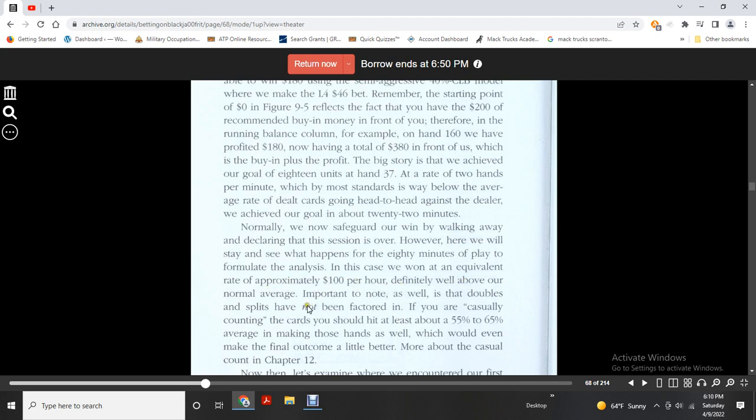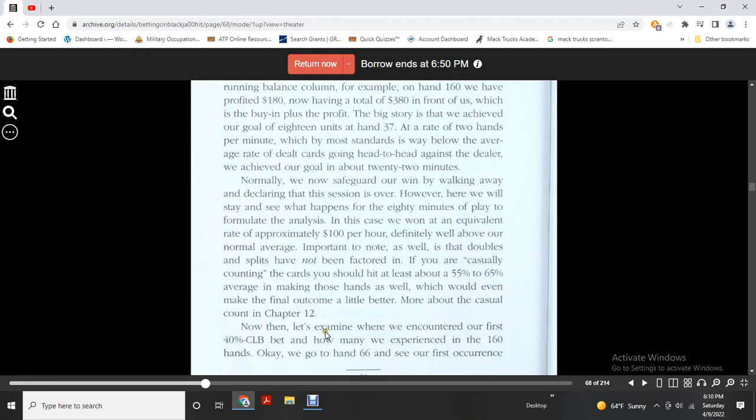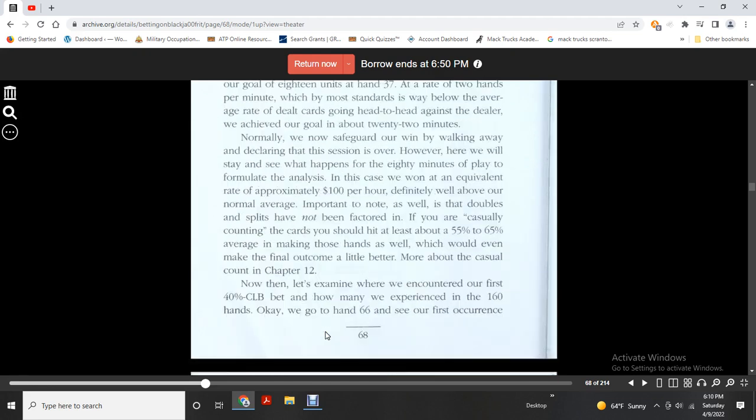Definitely above our normal average. An important note as well is that doubles and splits have not been factored in. If you're casually counting cards, you should hit at least about 45 to 65% average making those hands, which could even be the final outcome and a little better. More about casual counting in Chapter 12.